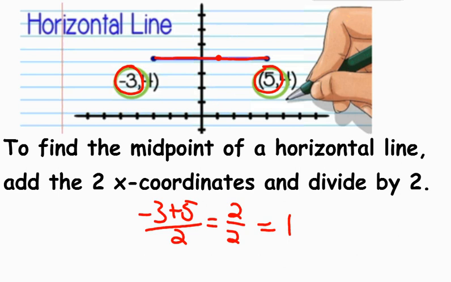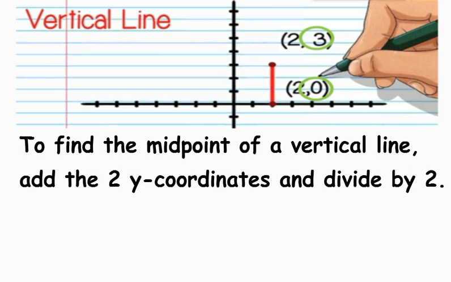All right, I'm going to do the same exact thing for the y, for a vertical line, except this time I'm only going to be concerned with the y coordinates because there is only a vertical change here. All right, so I'm going to do the same thing. I want to find the halfway point, so I'm going to add my y coordinates, 3 plus 0, and divide it by 2, which gives me 3 halves.